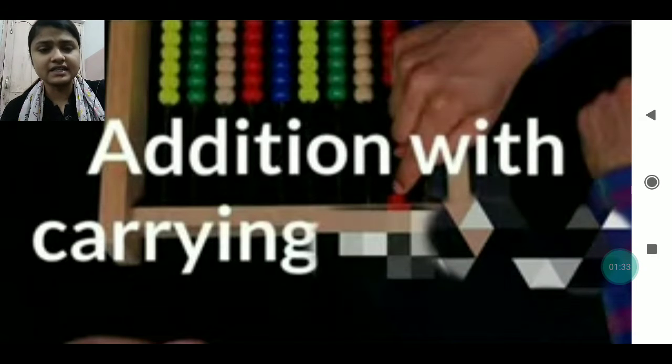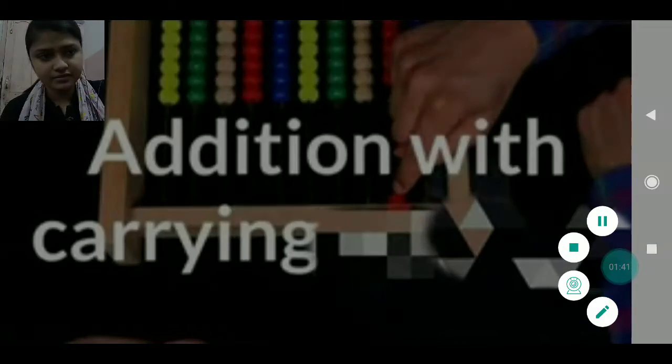Addition with carrying numbers. This is the topic of today. I have already told you in the last class that the numbers which we add are called addends. When we add the numbers, the total which we get is called the sum or the total of those numbers. We are going to move ahead with the next one, that is addition with carrying. These terms will remain the same; only carrying numbers we are going to add here.